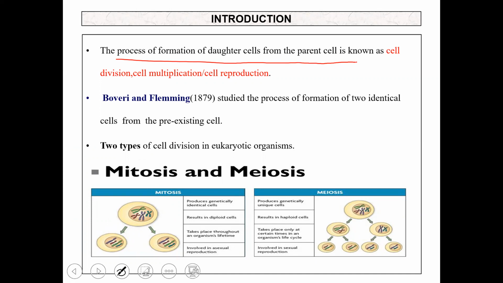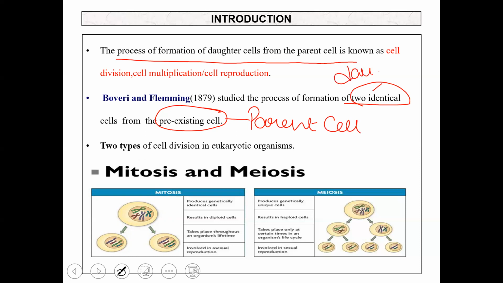Two important scientists who remarkably studied the process of cell division were Boveri and Fleming in the year 1879. So what did they study? They studied the process of formation of two identical cells from the pre-existing cell. Here, the pre-existing cell is nothing but the parent cell, and the two identical cells were nothing but the daughter cells. So it is the process from parent to daughter cell. The progeny is formed from generation to generation, and this goes on.